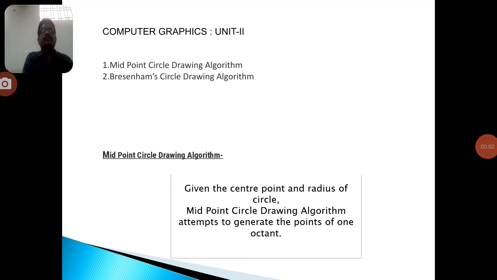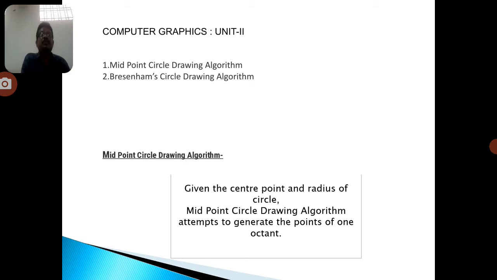Hi students, today I am going to discuss the midpoint circle drawing algorithm. In the last video I discussed the Bresenham's circle drawing algorithm. Now I am going to explain the midpoint circle drawing algorithm. The midpoint circle algorithm also depends on the given initial coordinates 0, 0 and the radius value r, which is similar to the Bresenham's circle drawing algorithm.